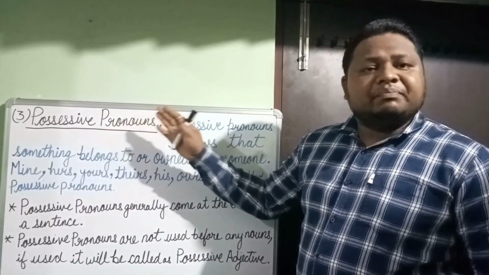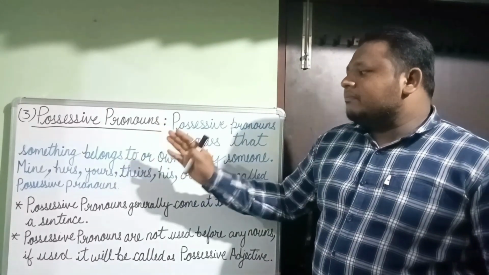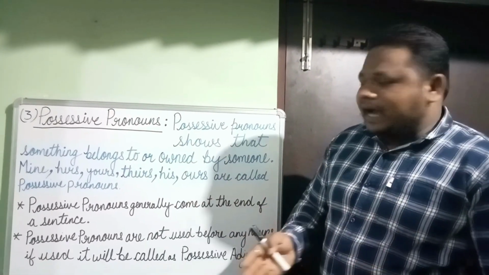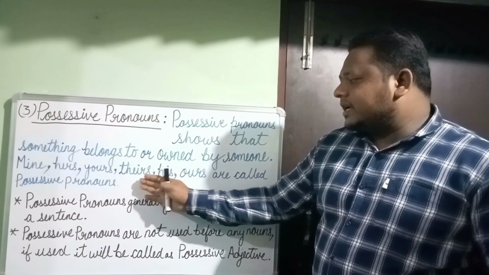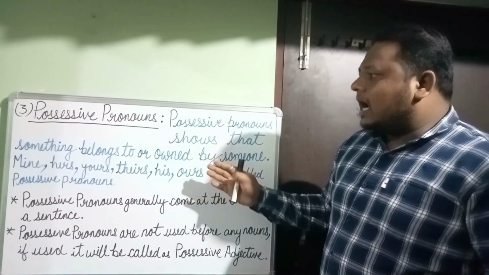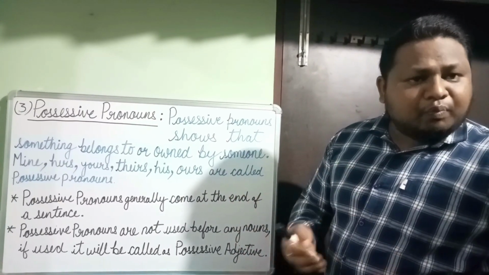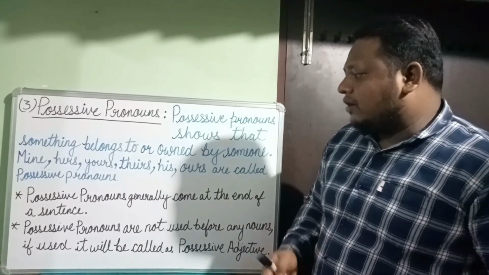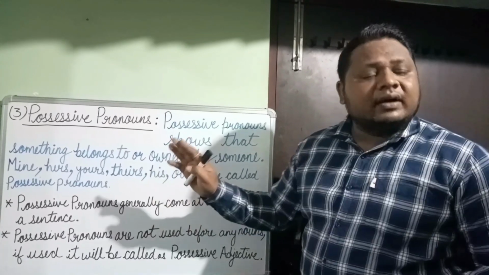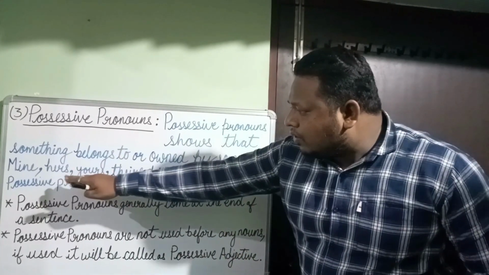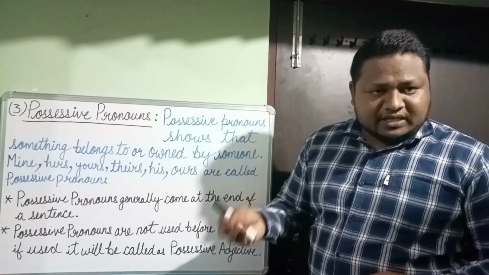Number 3, possessive pronouns. Possessive pronouns show that something belongs to or is owned by someone. Mine, hers, yours, theirs, his, ours are some of the possessive pronouns. Now some important points to be remembered about possessive pronouns. First, possessive pronouns generally come at the end of a sentence. So you will find all these possessive pronouns generally at the end of the sentence.